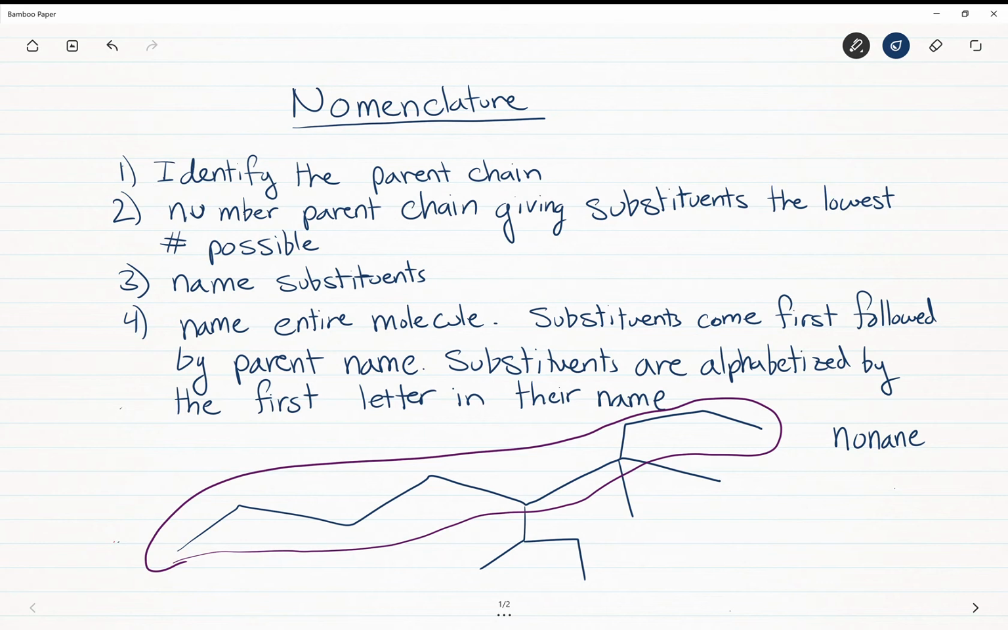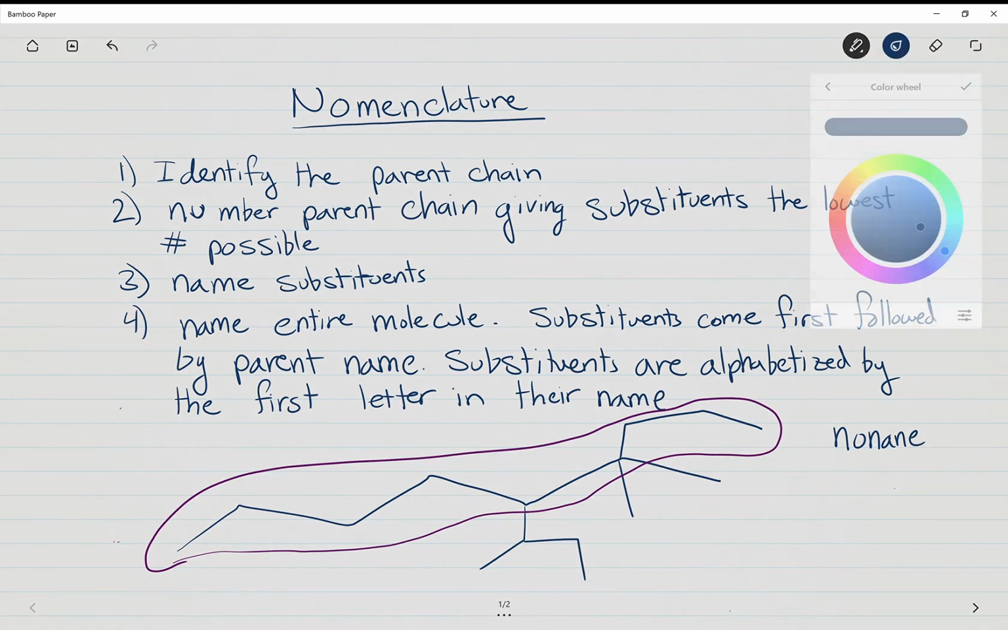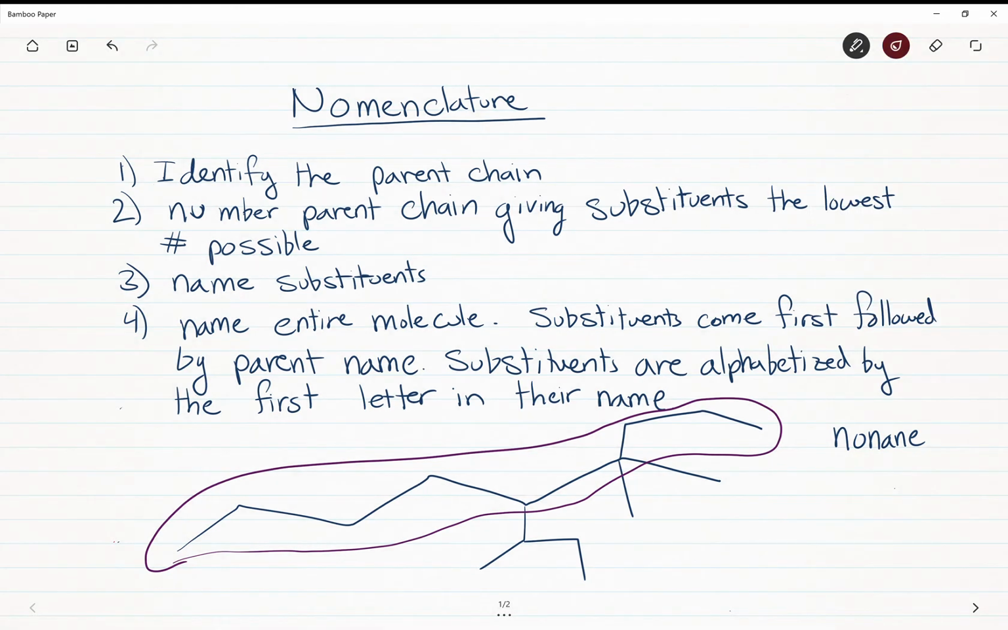After this, we have to number the carbon chain, and we have to give the substituents the lowest possible number. Looking at this, we probably want to start on the right. 1, 2, 3, 4, 5, 6, 7, 8, 9. If we would have gone from left to right, our methyl groups would have been a higher number than 4, and that wouldn't have given us the lowest possible number for our substituents.